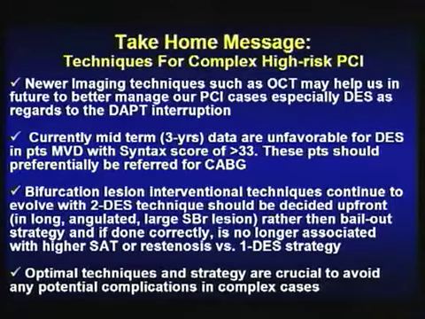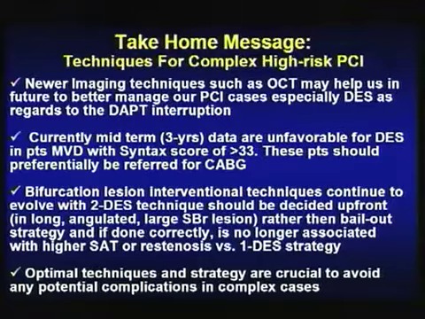Secondly, midterm 3-year data are unfavorable for DES in multivessel disease with a high SYNTAX score of 33, and these patients should preferentially be referred for CABG. Lastly, bifurcation lesion interventional techniques continue to evolve. A 2-DES technique should be decided upfront in a long angulated large side branch lesion rather than as a bailout strategy, and if done correctly it is no longer associated with higher stent thrombosis or restenosis versus a 1-DES strategy, which I have shown. And then of course optimal technique, and with that, optimal imaging technique.